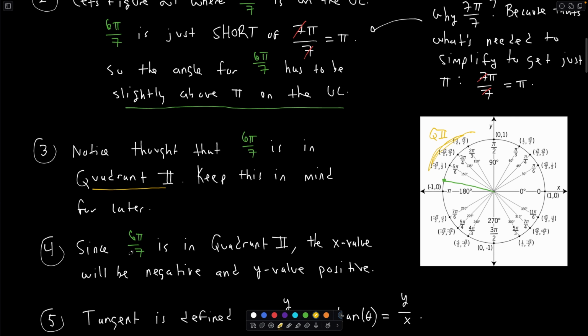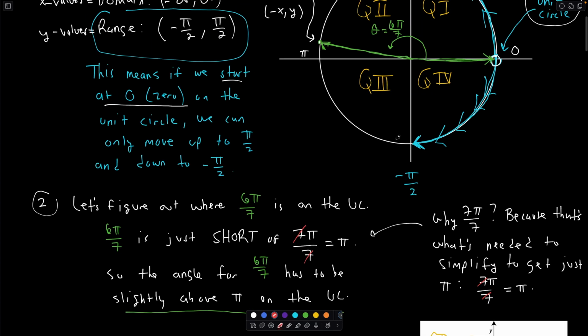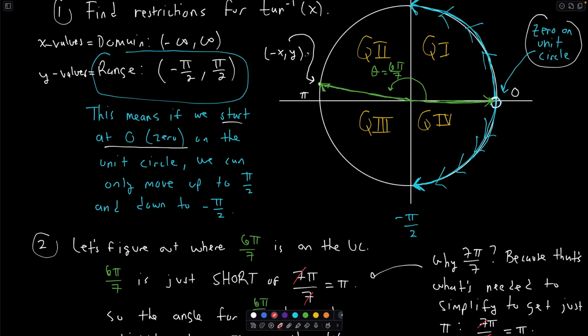Okay, now since 6 pi over 7 is in quadrant 2, that means the x value will be negative and the y value is positive. That kind of makes sense, because look at all the x values here. They're negative, and all the y values here are positive. This is going to be negative x comma y for this. Whatever it is, I just know it's negative x comma y, and I sketched it up here as well, right? You have negative x comma y for 6 pi over 7 right here.